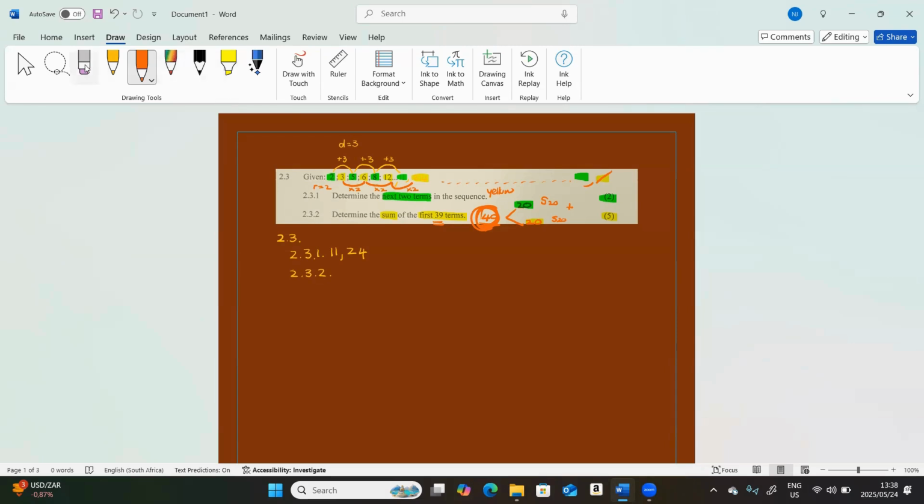So now let's just fix what we know. Of the green sequence, our n is going to be 20, and of our yellow sequence, n is going to be 19.